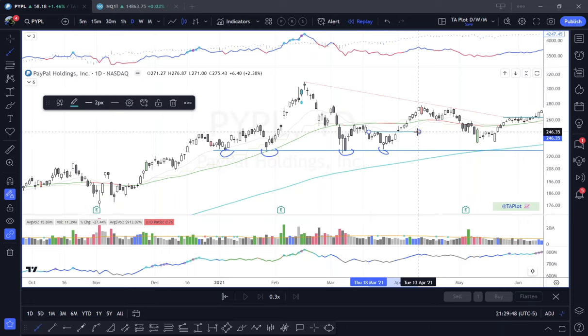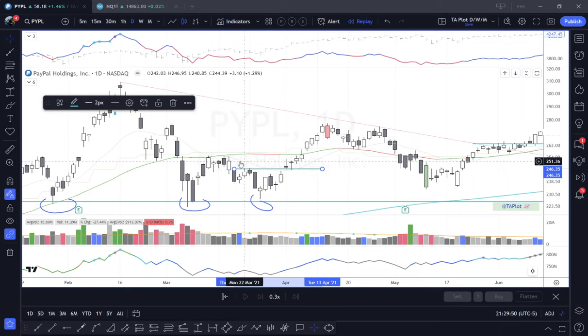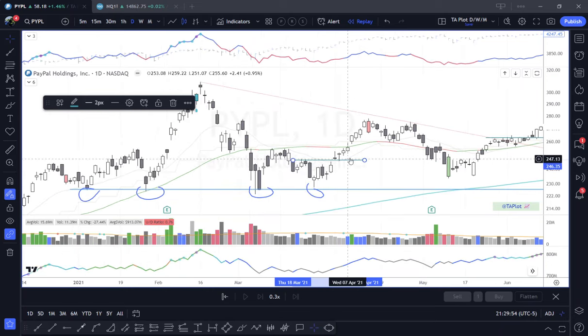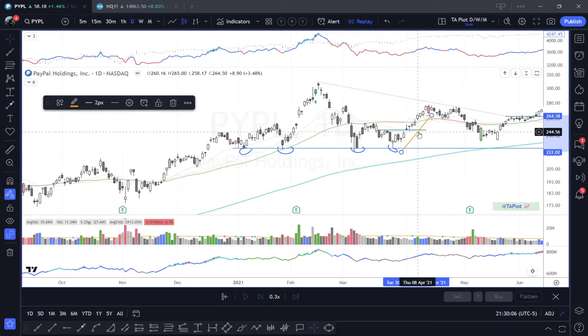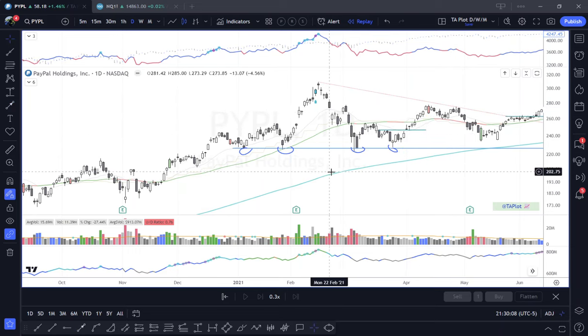And it happened that this is supporting the 21 EMA right here. And you see how that supported the price. This is your previous pivot here. And then that wedged up, pulled back. You could have potentially played this. And yes, it didn't work, but you need to kind of realize what you were looking at.